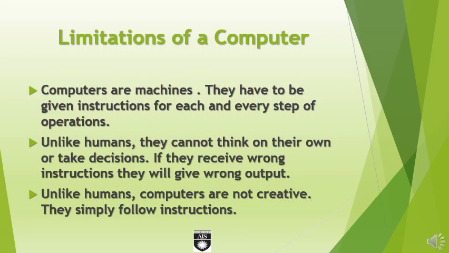You know something, students? In spite of being such an advantageous device, a computer has some limitations also. Let us now know some of the limitations of a computer. Computers are machines. They have to be given instructions for each and every step of operations. Unlike humans, they cannot think on their own or take decisions. If they receive wrong instruction, they will give wrong output. This is what we call garbage in, garbage out.